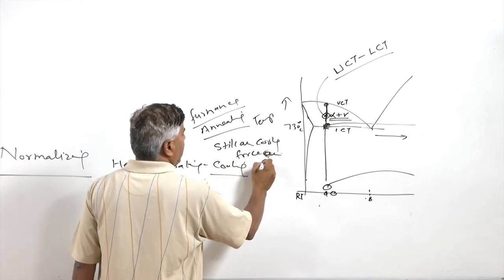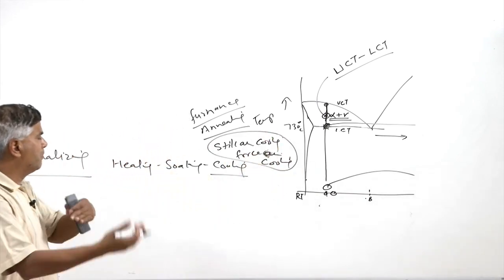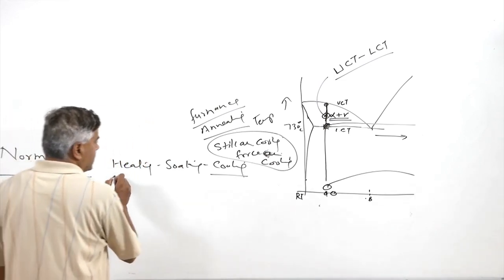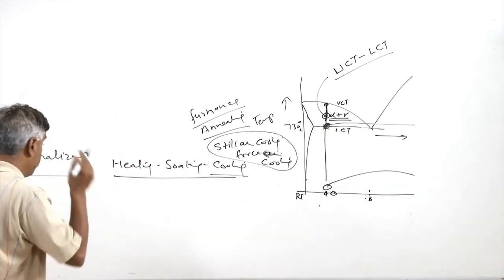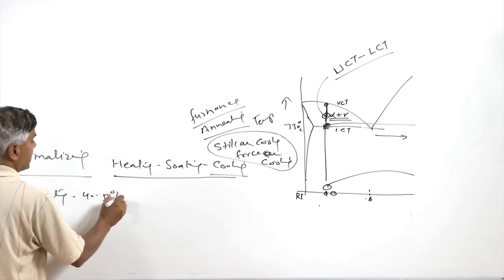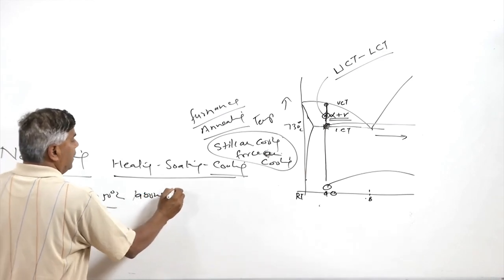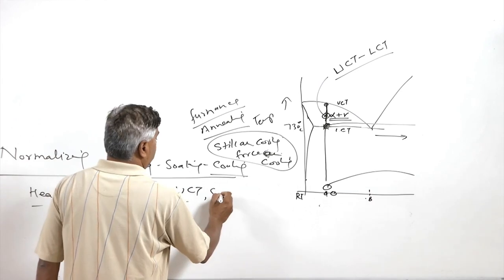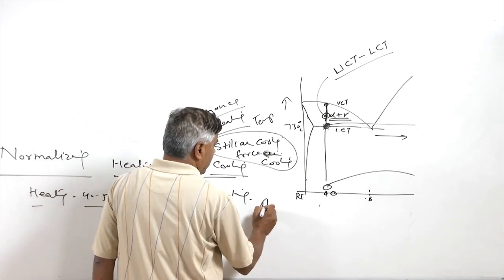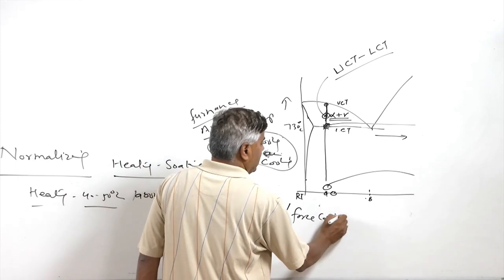Forced air cooling is performed. So the cooling rates need to be used for normalizing a little bit more than what is used for annealing, and this is the cycle which is used for this purpose. For the heating, basically heating is done about 40 to 50 degrees centigrade above the upper critical temperature limit, after soaking for sufficient time to homogenize the steel, followed by normally air or forced air cooling.